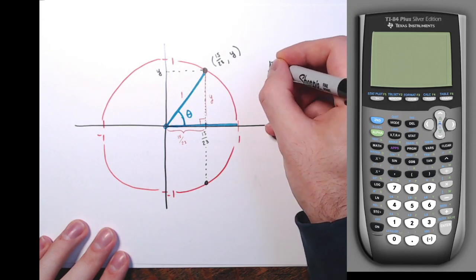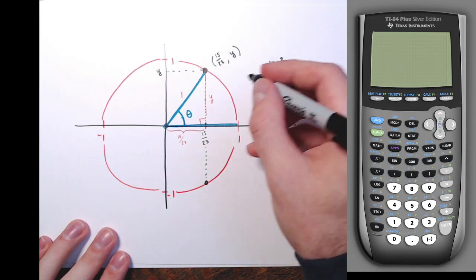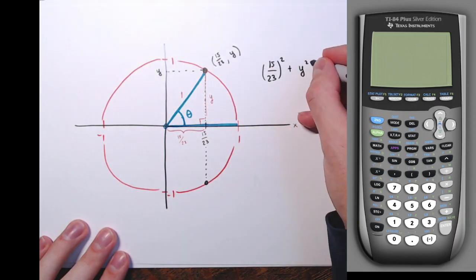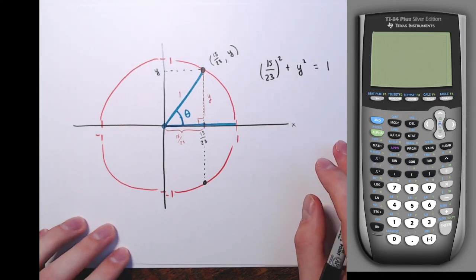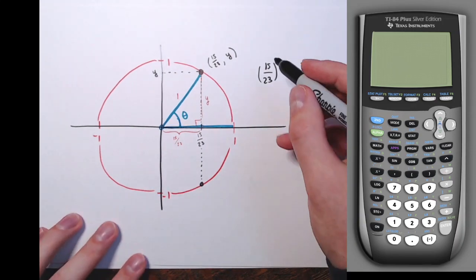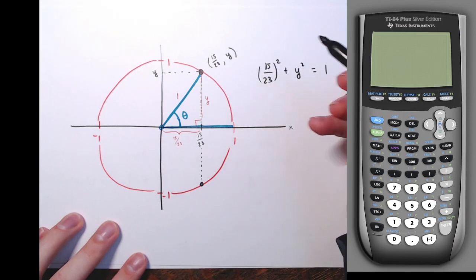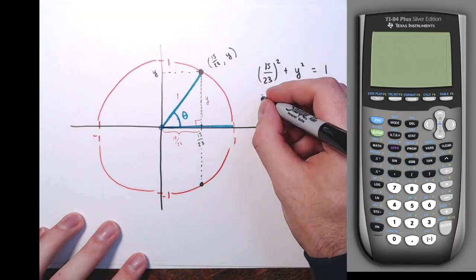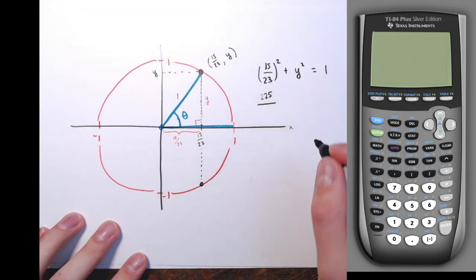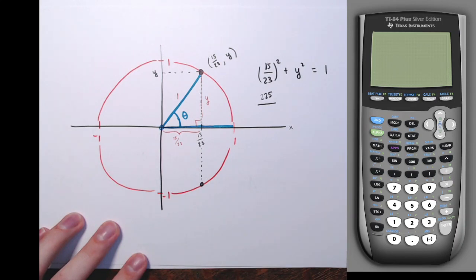15/23 squared plus y squared should be equal to 1, the hypotenuse squared, 1 squared, or just 1. Okay, so 15/23 squared, that's 15/23 times 15/23. 15 times 15 is 225. 23 squared is 529, I believe. Let me see. All right, I don't want to do too many things in my head and ruin everything. 529.